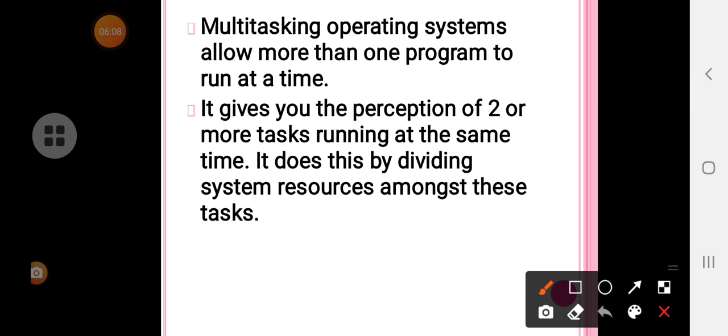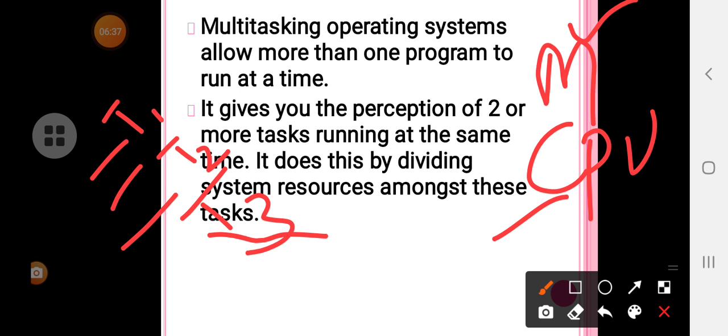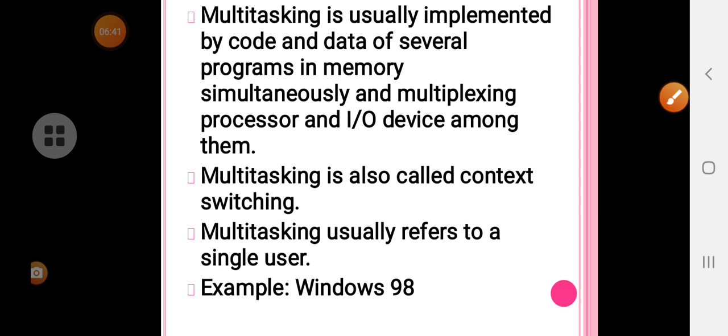It does this by dividing system resources among the tasks. As I told, you can assume all these three tasks, it will do by dividing the system resources. So what is meant by system resources? Memory. Memory is a main system resource. In the CPU, this memory is captured and divided. Like this, the multitasking operating system will do.